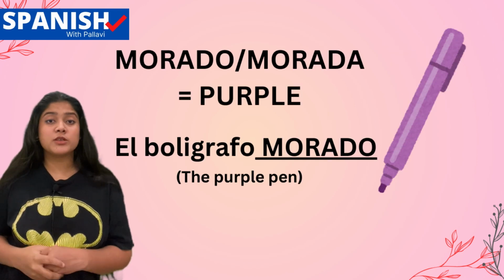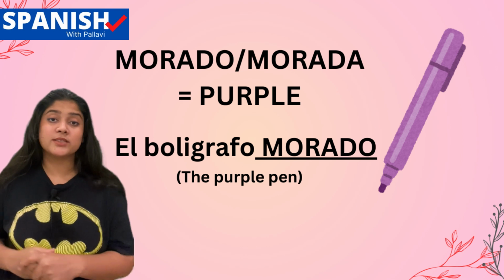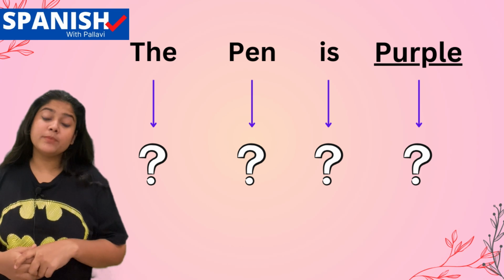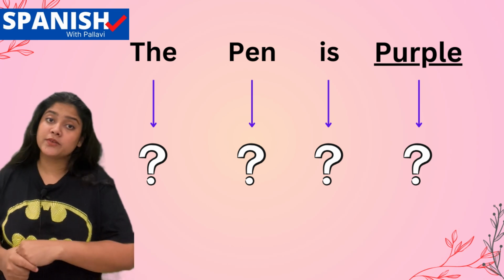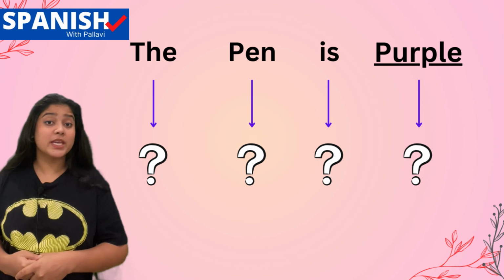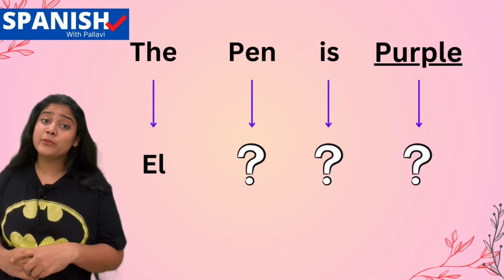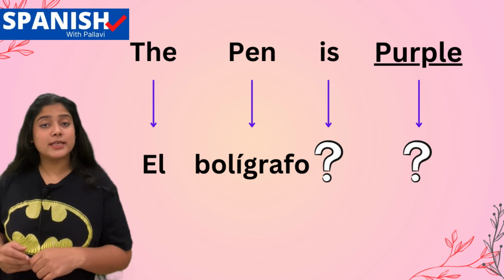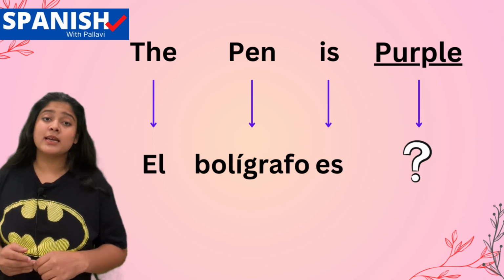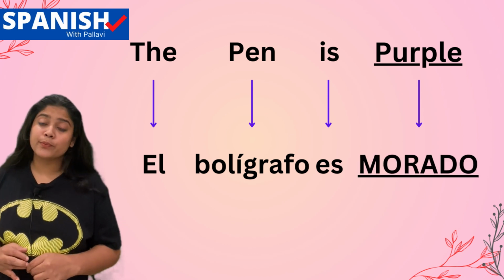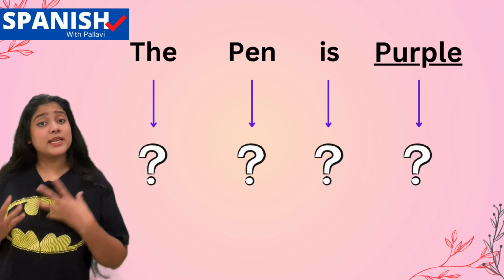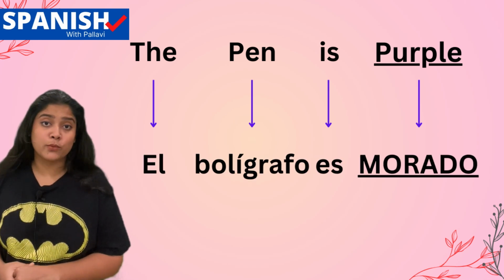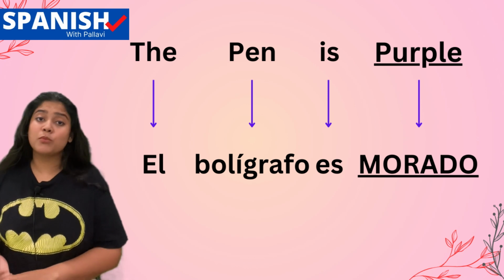The color of this image will be purple. And how do we say that in Spanish? Morado. The example will be the pen is purple. How do you say that in Spanish? The will be el. Pen will be bolígrafo. Is will be es. Purple will be morado. So the whole sentence will be the pen is purple. El bolígrafo es morado.